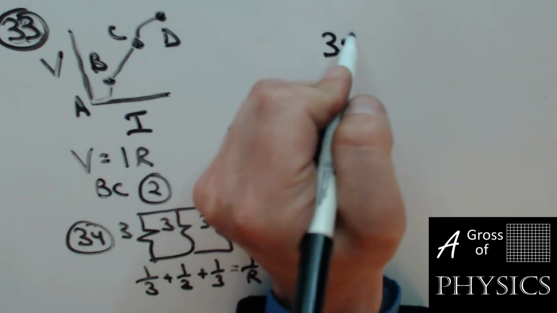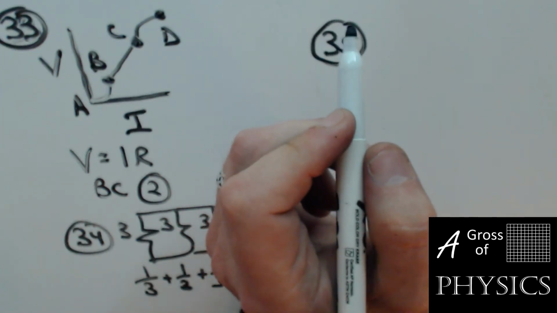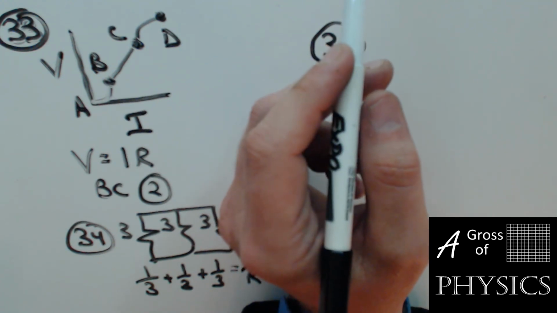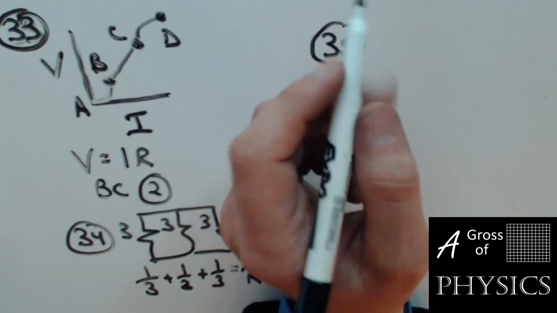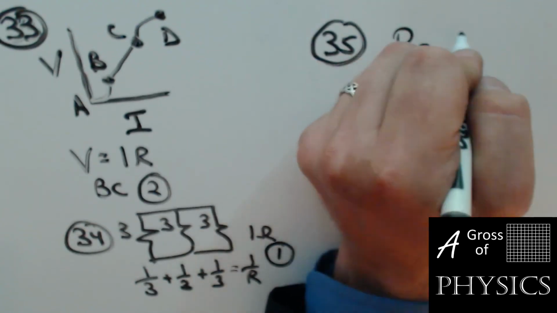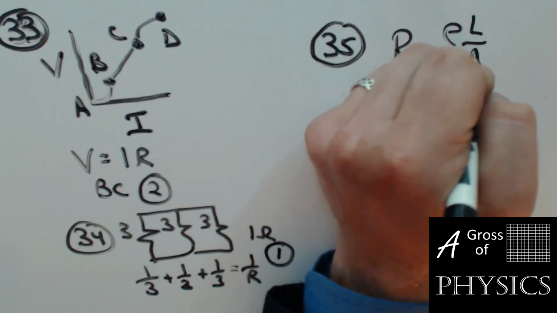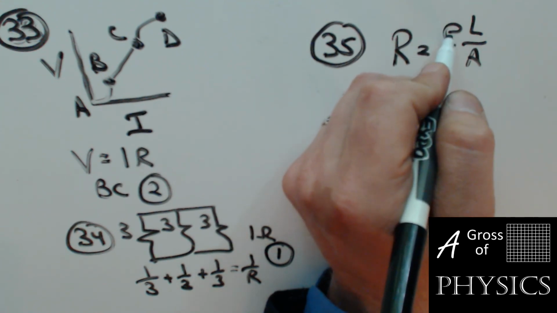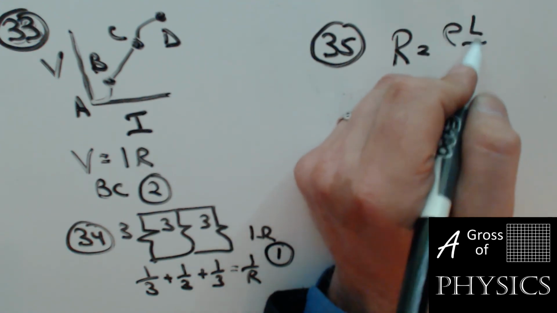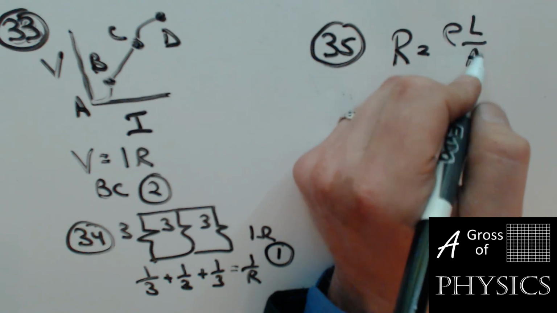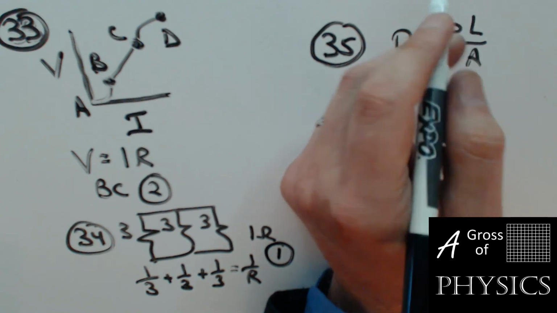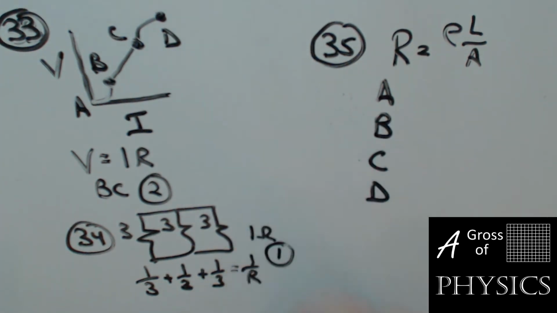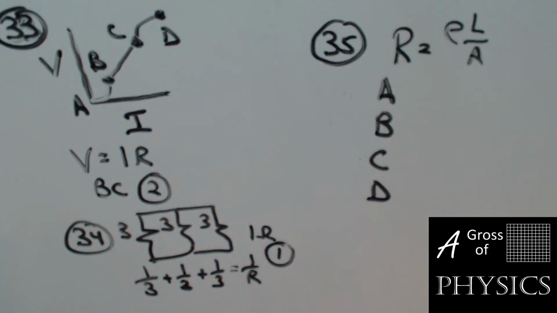And on to 35. A table below shows the length and cross-sectional area of 4 pieces of copper at the same temperature. What is the highest resistance? So R equals rho L over A. Since rho is the same and they're all the same temperature, we're looking at L versus A. So I'm going to divide each of these and figure out which one has the highest value. So let's look at A, B, C, and D.